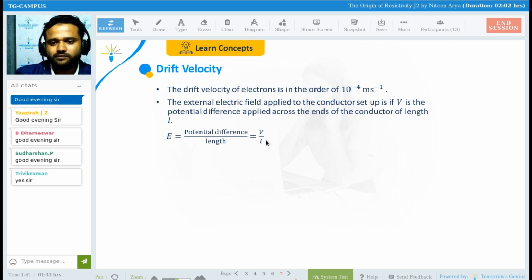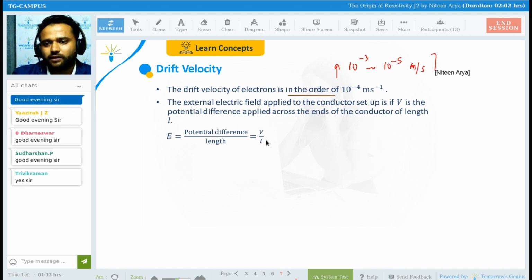This is just a little data. The drift velocity of electrons is in the order of 10^-4, but the actual range is 10^-3 to 10^-5 meter per second. That is the actual range of drift velocity. The external electric field applied to the conductor is set up if V is the potential difference applied across the ends of a conductor of length L.